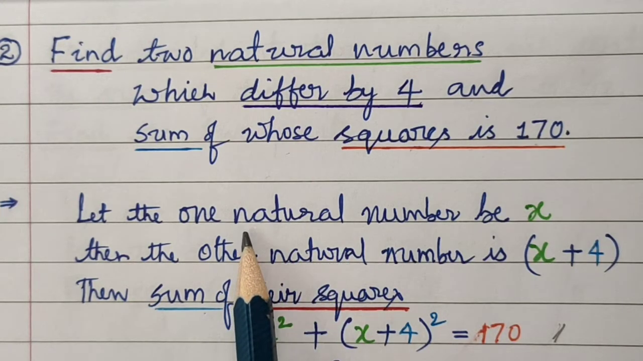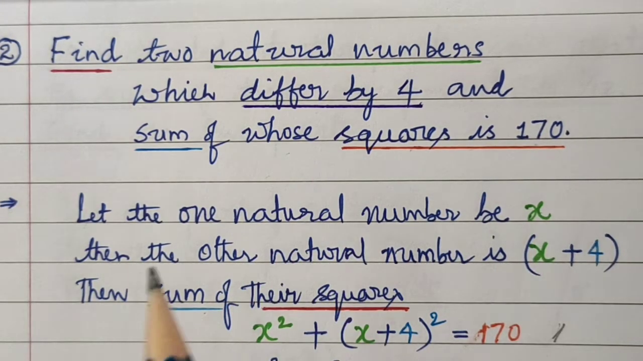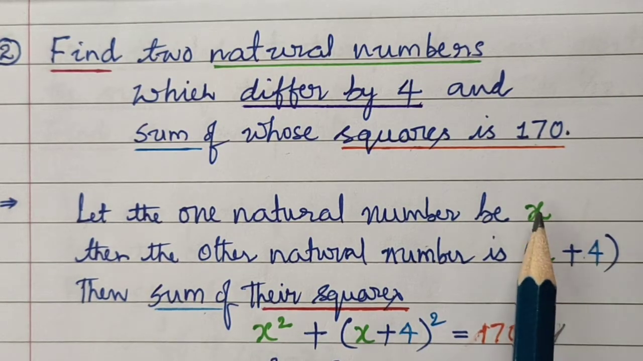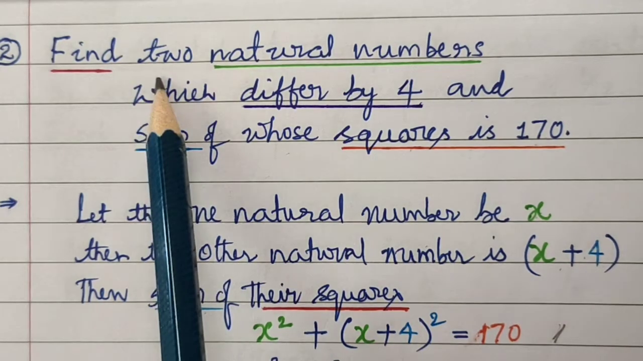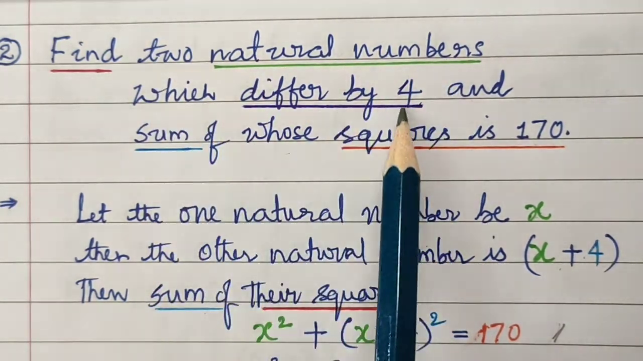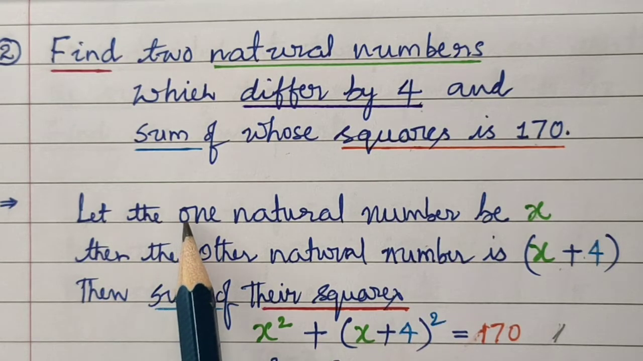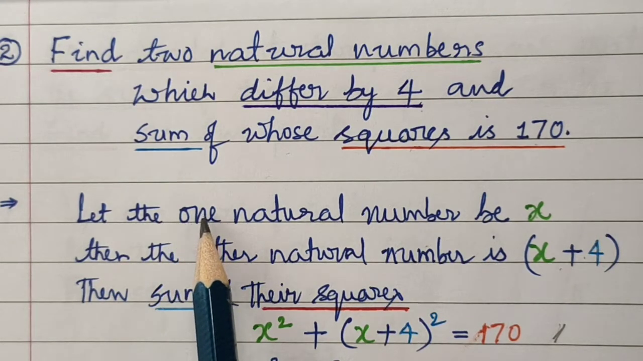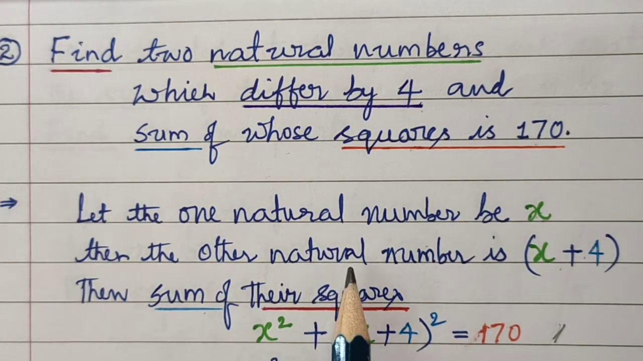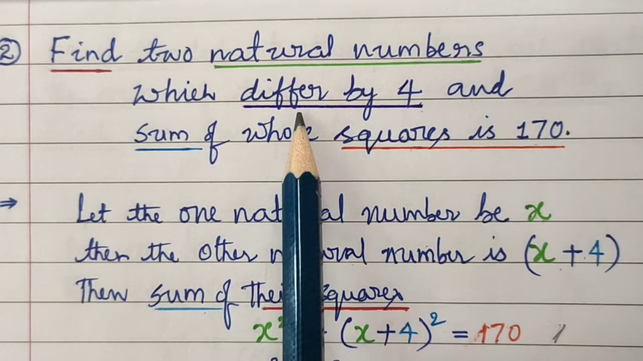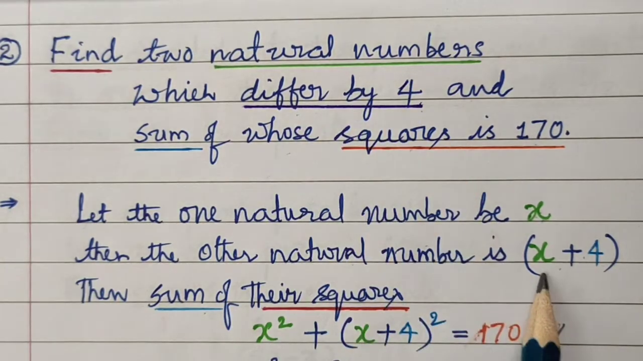Let us keep one natural number as x, then the other natural number is going to be x plus 4. This is the relation. Let the one natural number be x, then according to the relation we are keeping the other natural number. Find two natural numbers which differ by 4. So there are two unknowns, two natural numbers. The one natural number be x, then the other natural number is going to be the relation which they have given here, differ by 4, x plus 4.